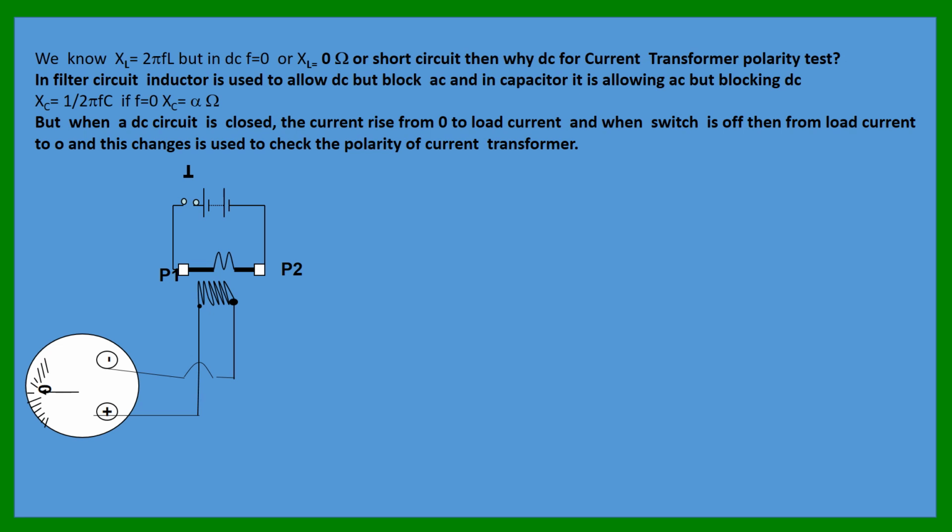But we are testing a transformer, which means if the primary is short circuit, there will be nothing in the secondary, but we have to check the polarity of the secondary of the CT. Without mutual induction, meaning without any changes of the current or voltage, the secondary will give nothing, 0. So if you use DC, the secondary will be inactive.